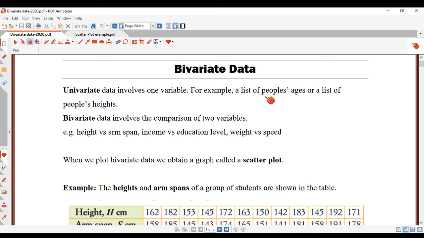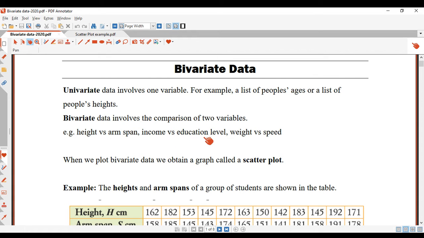So, for example, if you listed a whole bunch of people's ages, that would be univariate data. Or you listed a whole bunch of people's heights, that would be univariate data as well. But if I'm comparing two variables, then I've got bivariate data. So for example, if I compare height versus arm span, two different variables, that's bivariate data. If I just looked at one of these alone, that would be univariate data. But when I'm looking at two together, that's bivariate.